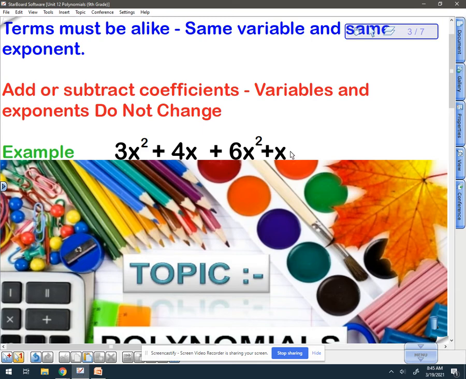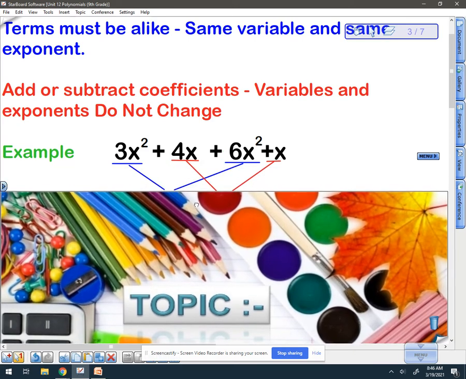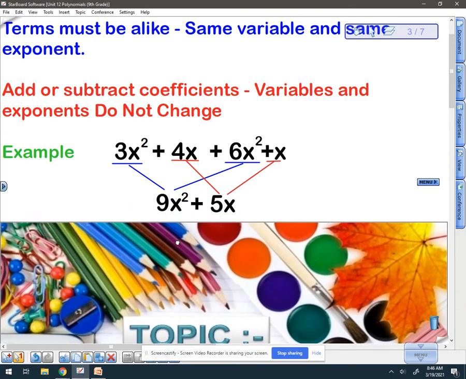So you should already be familiar with this. You find the like terms, you add them or you subtract them. So like terms, x to the second power matches with x to the second power. 4x matches with x. They have to have the same exponent, so they match. So what do you do? Add or subtract the coefficient, the number in the front. So if you've got 3x squared and 6x squared, add them together because it's adding. 6 plus 3 gives you 9x squared. 4x and x combine. There's no number in front of the x, so it's a 1. 4 plus 1 gives you 5x.